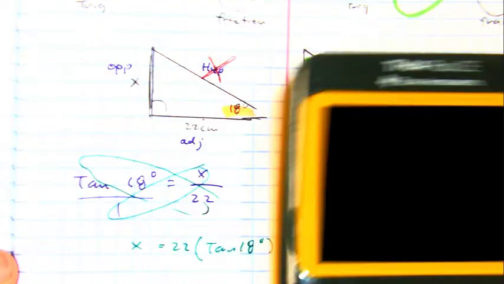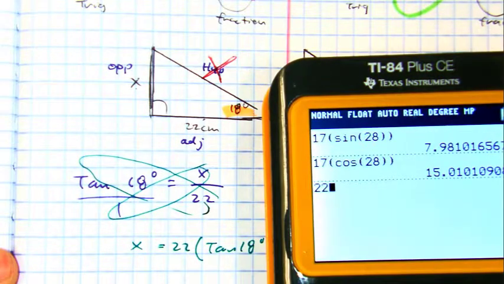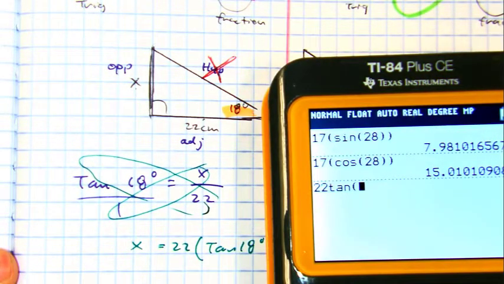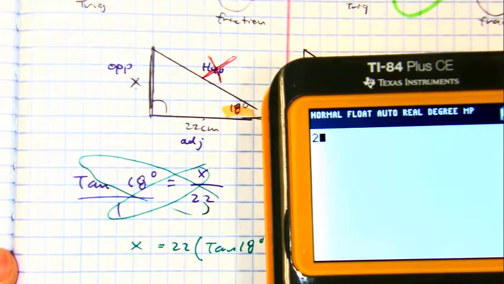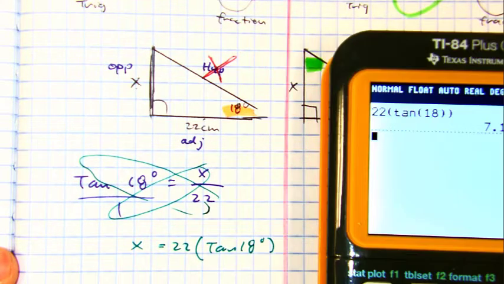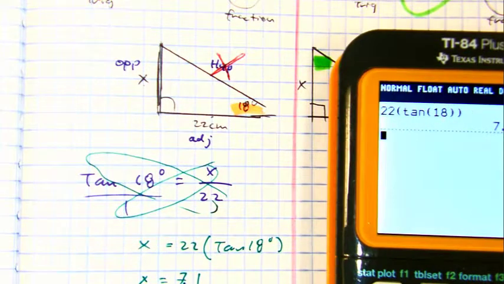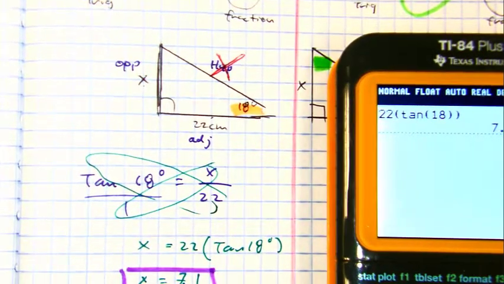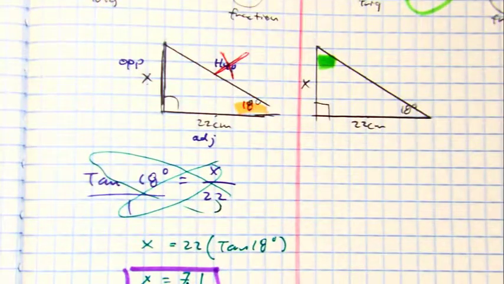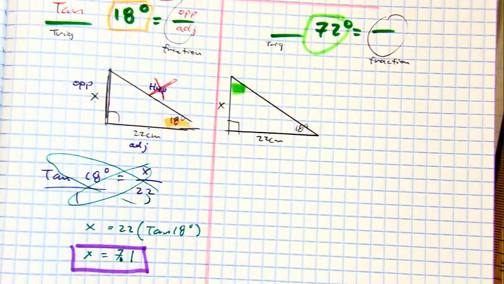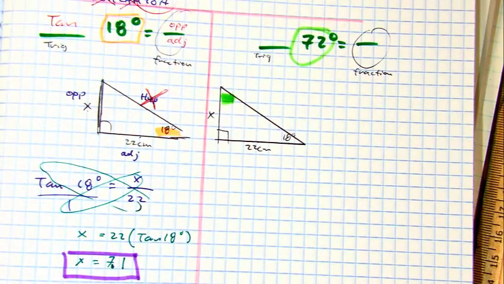Let's punch it in. Make sure I'm on degree mode. And it says round to the nearest tenth. Ronaldo, when you do that, what do you get? 7.2. Raise your hand if you got 7.2. Okay, so that's our first answer. Alright, let's now solve the same problem, same triangle, but I asked you to do it from 72 degrees.